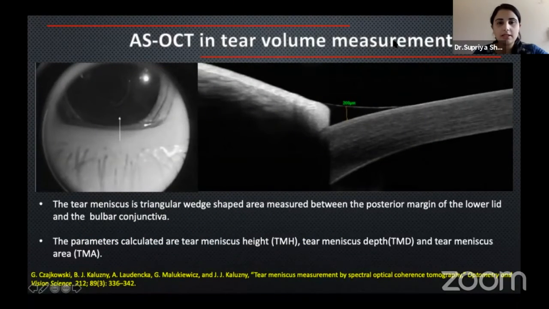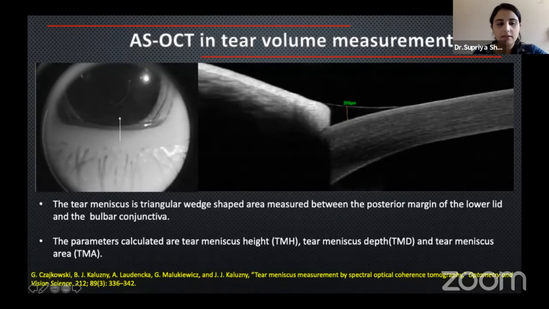AIOCT in tear evaluation: the tear meniscus is a triangular wedge-shaped area measured between the posterior margin of the lower lid and the bulbar conjunctiva. The parameters calculated were the tear meniscus height, the tear meniscus depth, and the tear meniscus area. Studies have been conducted where these parameters have been compared between the surface of a healthy individual and that of patients with dry eyes.